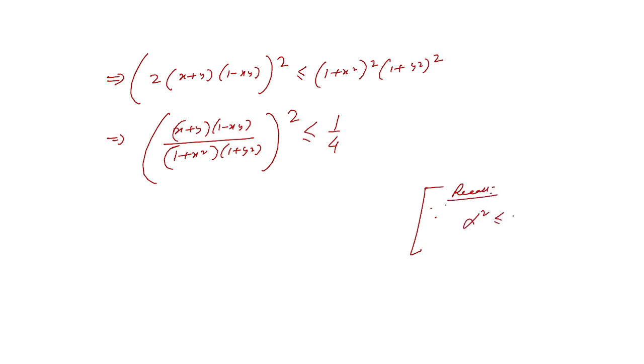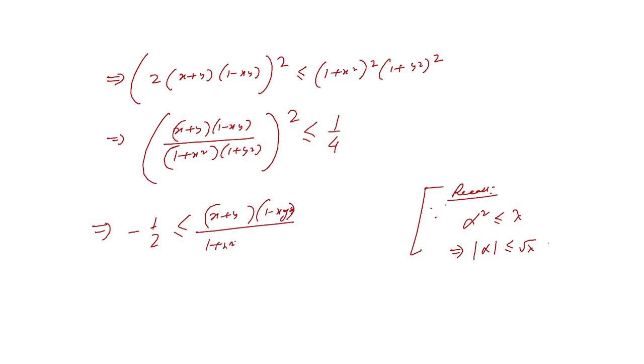If alpha square is less than or equal to some lambda, then from this we can write mod alpha less than or equal to root lambda. So obviously here we can write minus half less than or equal to (x plus y)(1 minus xy) by (1 plus x square)(1 plus y square) less than or equal to half, because here you can write minus root lambda less than or equal to alpha less than or equal to root lambda. So obviously you just see this expression holds for all x, y.